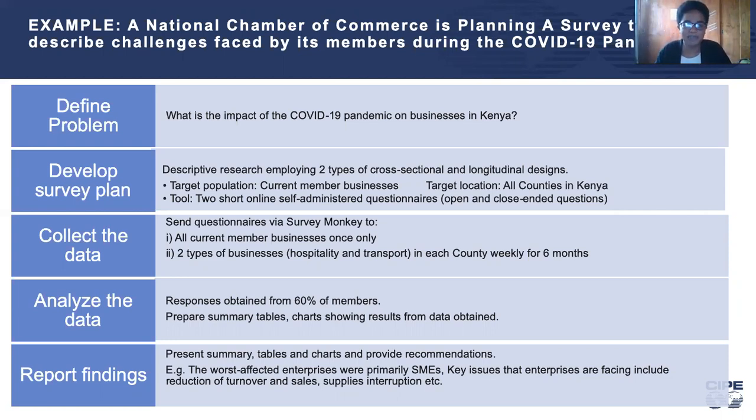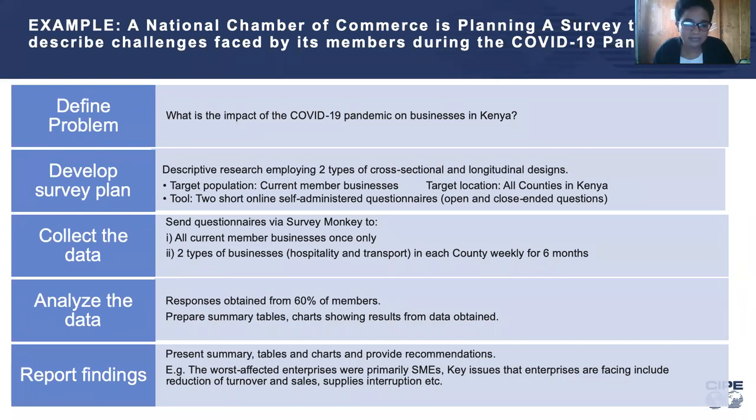Your target locations need to be defined, and then you can carry out 2 short online self-administered questionnaires. Business people are very busy, and you can decide not to go to them. And even now, because of social distancing, you'll just send them links instead of going there face-to-face. Ask both open-ended and closed-ended questions. Then you can send the questionnaires via SurveyMonkey, collect the data, and analyze the data. Sometimes you don't get responses from everyone. It's okay. Some people are busy, some people have dropped out, they're not interested. Here, we get a response from about 60%, create tables, charts, and then report your findings.